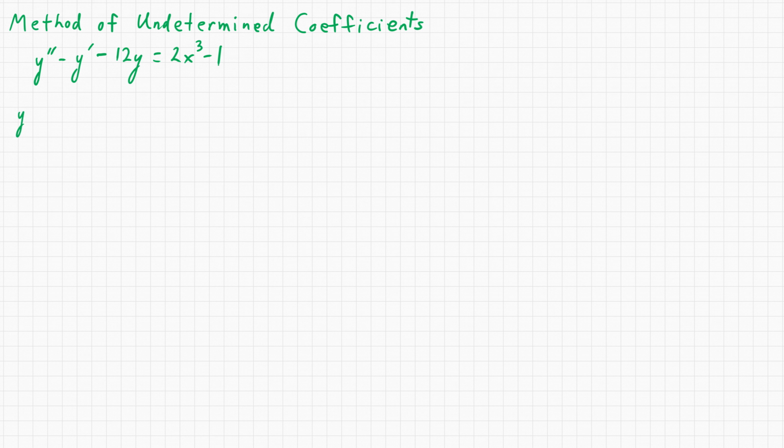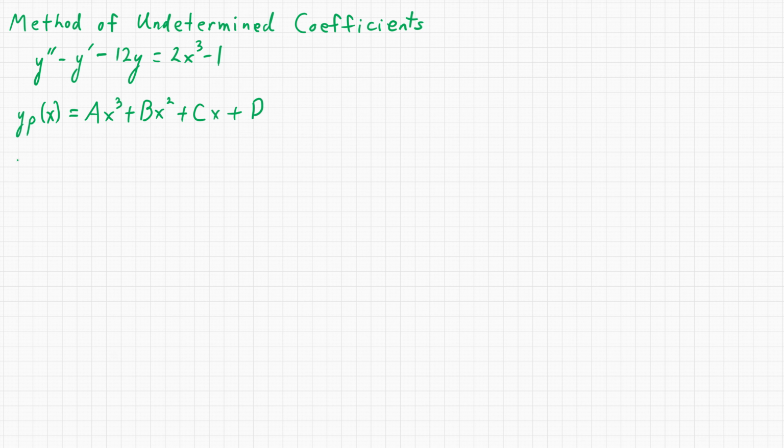We can plausibly guess the particular solution. So we're going to have y particular is equal to a third-degree polynomial, because this is a third-degree polynomial on the right. So we have Ax cubed plus capital Bx squared plus Cx plus D.